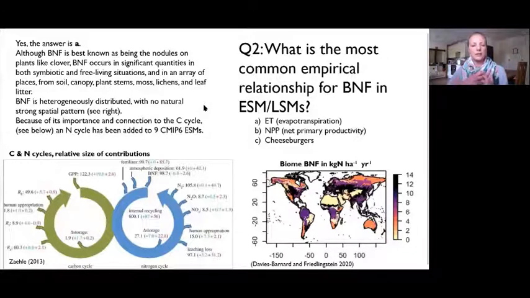So that's the sort of basics of what it is. So the next question is, how do models commonly model biological nitrogen fixation? You've got three options. You've got a linear relationship with evapotranspiration, you've got a linear relationship with NPP, or you've got something else, we'll say.